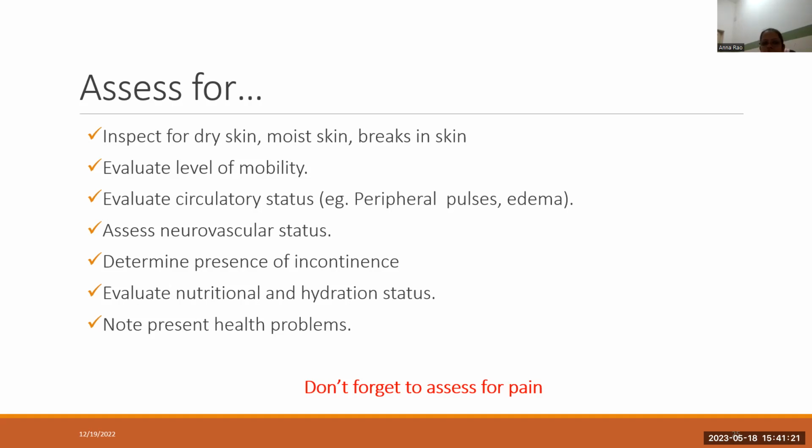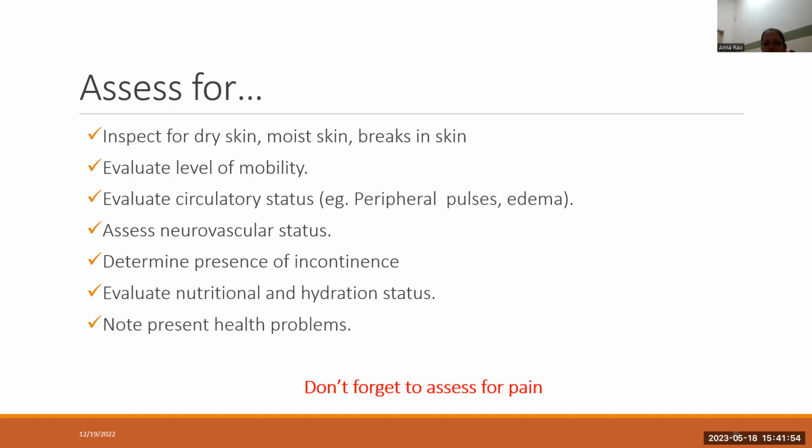What is his circulatory status? Whether he is having any comorbidities or not? What is his neurovascular status, right? All these things will need careful assessment. Any incontinence, right? What is his nutrition, regular diet he's getting or not? You can collect the history of the past 24 hours, right? What he has taken whenever you meet the patient or carer.